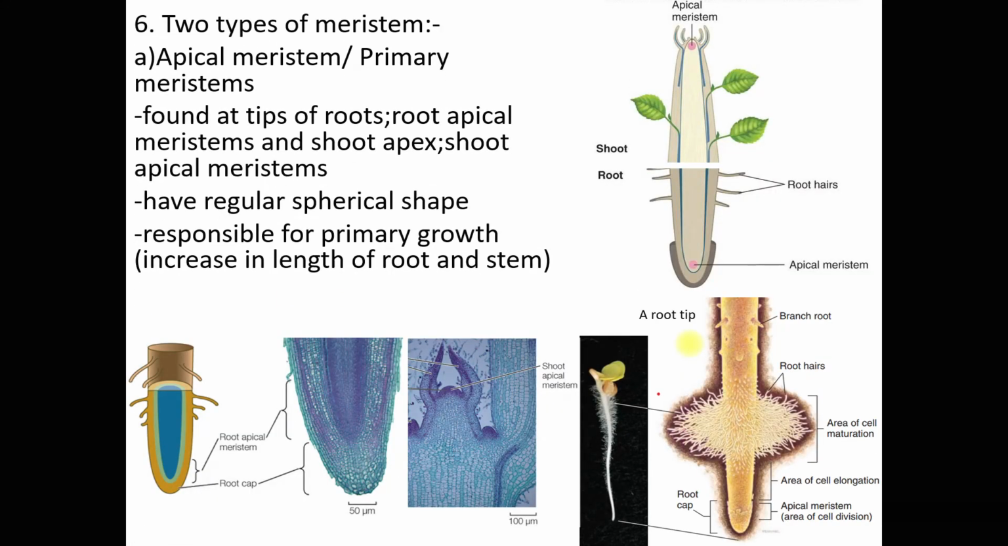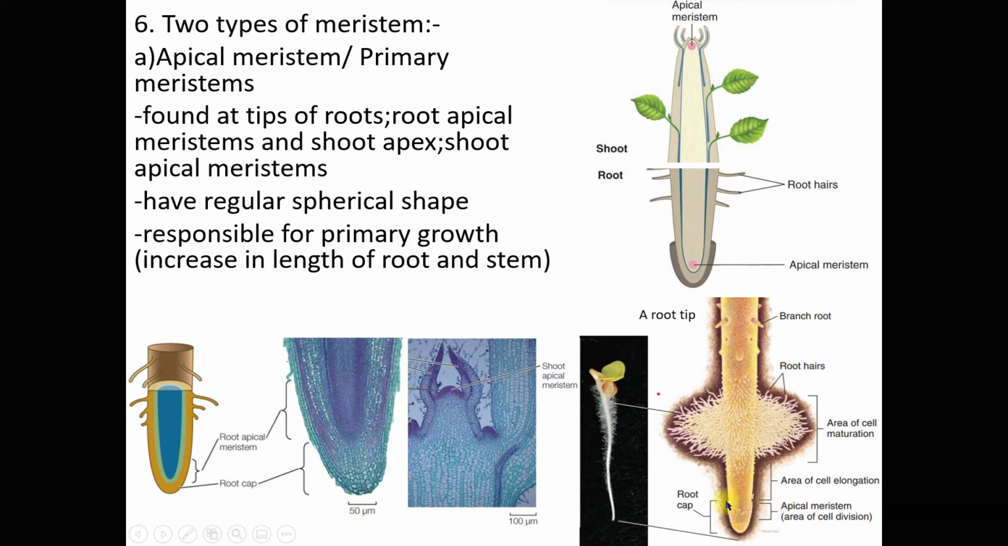Alright, now there are two types of meristem. We go to the first one, the apical meristem. This apical meristem is also known as the primary meristem. Now, this primary meristem can be found at the tips of the roots.